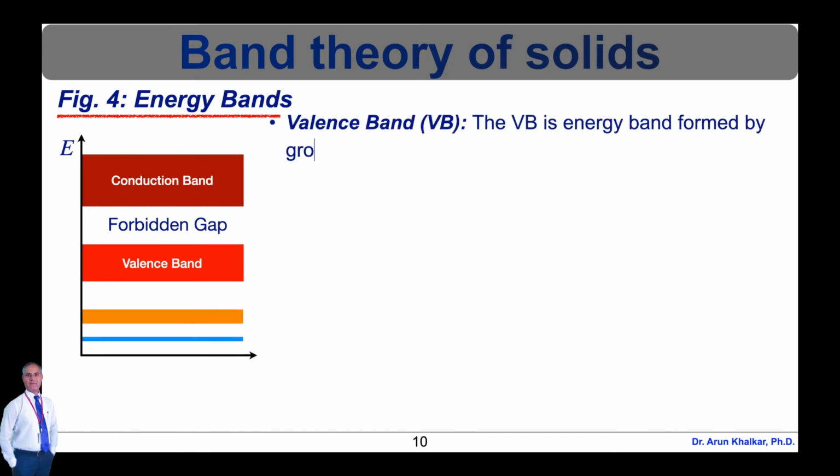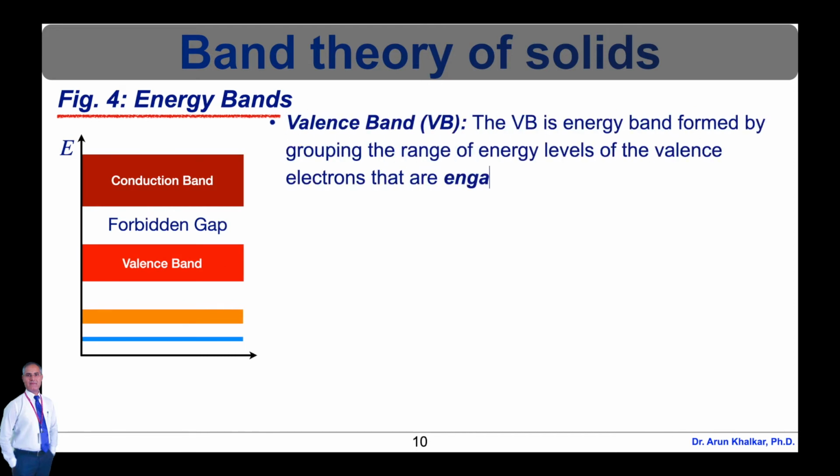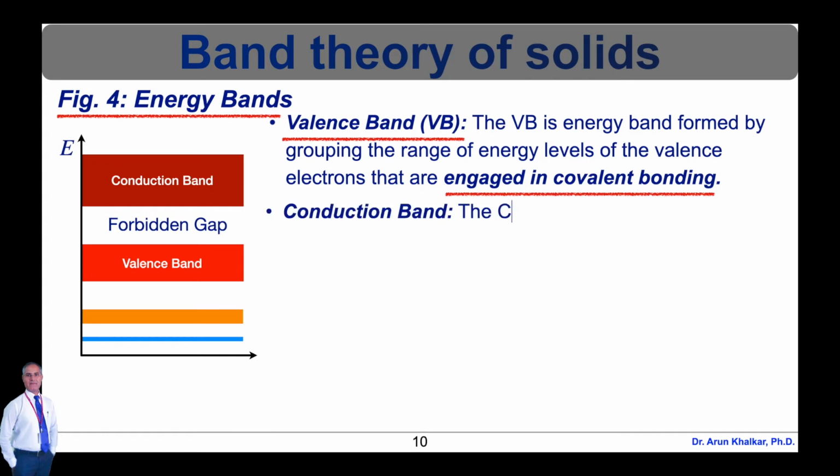The valence band is the energy band formed by grouping the range of energy levels of the valence electrons that are engaged in covalent bonding. In solids, valence electrons are not bound to any particular atom. Therefore, the valence band arises from splitting of the valence energy levels.